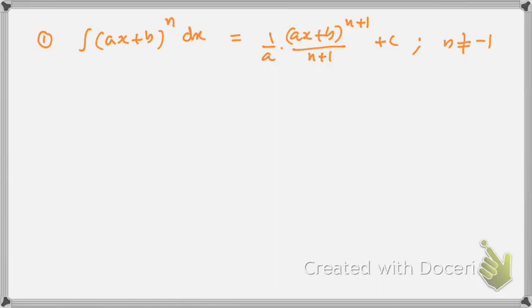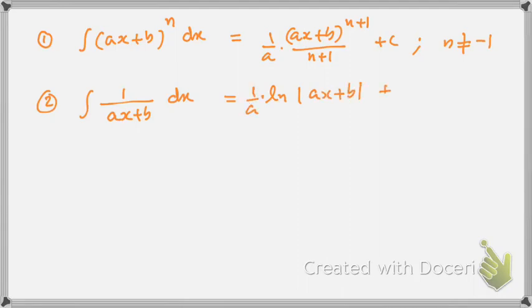What if n is minus 1? Then it becomes ax plus b the whole raised to minus 1. Isn't that the same as integral of 1 by ax plus b dx? And what's integral of 1 by x? Integral of 1 by x is ln mod x. So integral of 1 by ax plus b would be ln mod ax plus b. But of course, I need to divide by the inner derivative, so into 1 by a plus c.